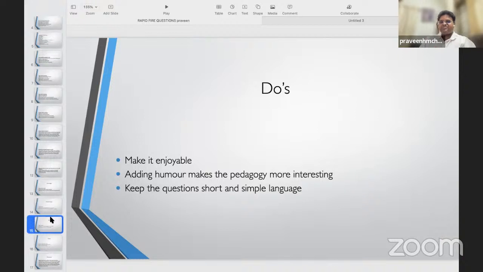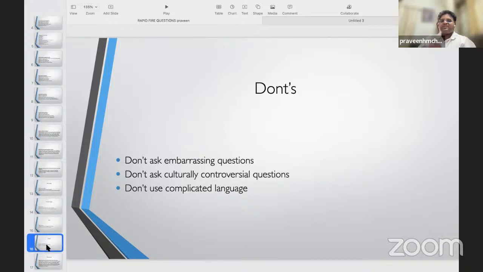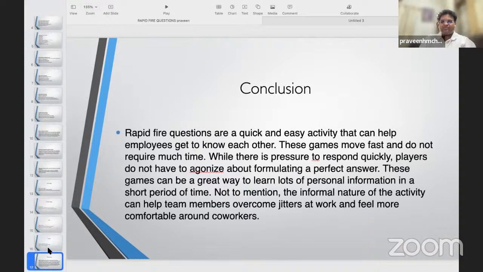A few tips: make it enjoyable, add humor, make the pedagogy more interesting, and keep the questions short and in simple language. Do not ask embarrassing questions. Don't ask culturally controversial questions, and do not use complicated language.